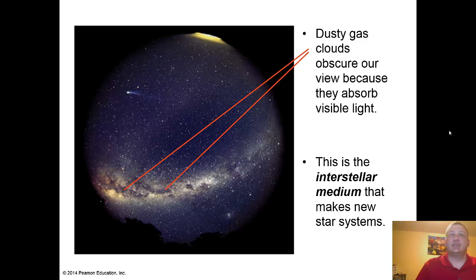So here we can see our Milky Way galaxy in the night sky. The dark bands you see in there are actually dust bands that cover up the light. And this is part of the interstellar medium that makes up new star systems. It takes dust and gas to make new stars. There's so much dust in the Milky Way galaxy that if we removed all the dust out of it, you would actually be able to read a book just from starlight.